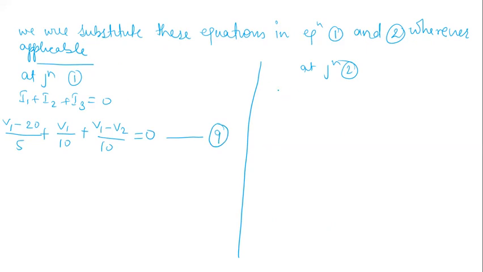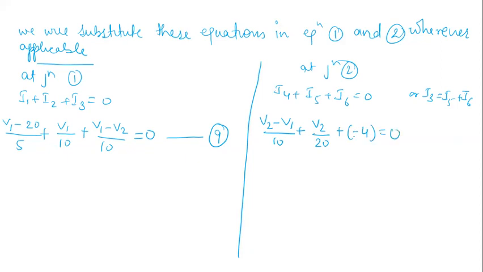Similarly, at junction 2 we have I4 plus I5 plus I6 is equal to 0, or we can also write I3 is equal to I5 plus I6, whichever you find suitable you can use, that is totally up to you. Now I4 is equal to (V2 minus V1) divided by 10, plus I5 is equal to V2 by 20, plus I6 is equal to minus 4, is equal to 0. This is equation number 10.